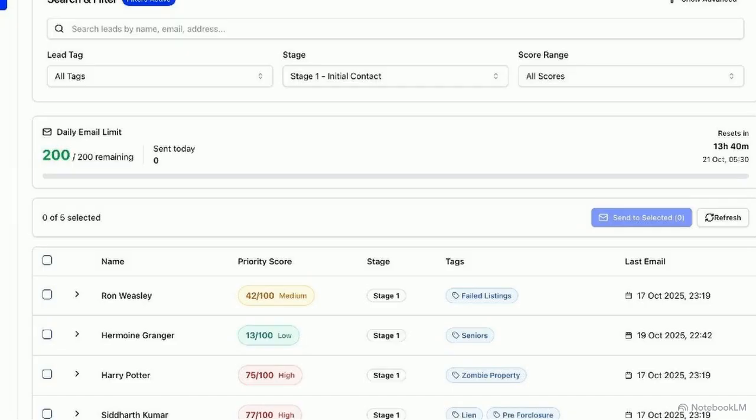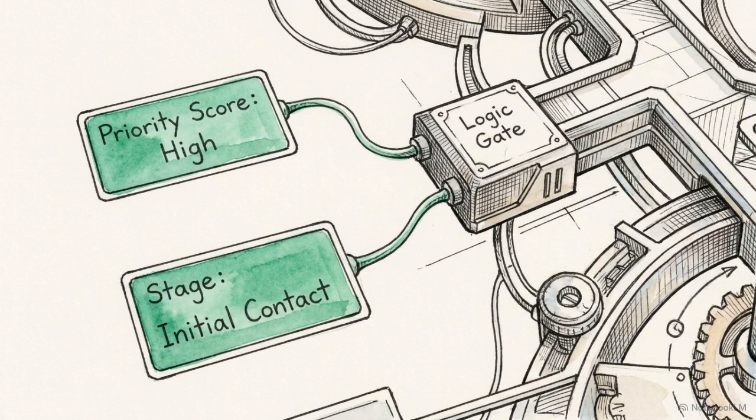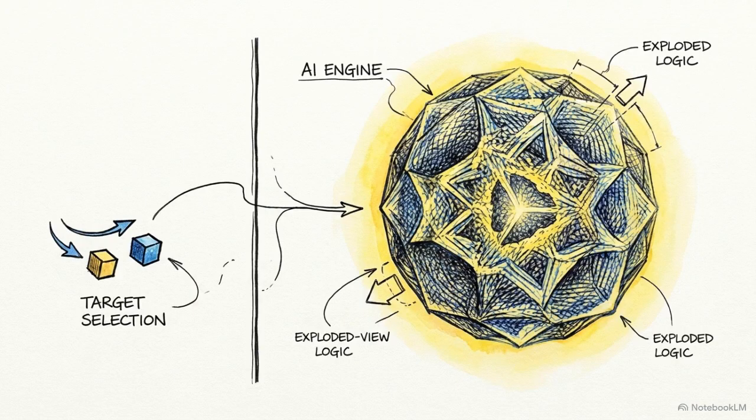This dashboard displays the extracted data points for leads like Harry Potter and Ron Weasley, including their current stage, priority score, and assigned tags. These priority scores and predefined stages function as the deterministic logic gates for the entire pipeline. Excluding the AI from the target selection phase ensures the system maintains control over the starting state.